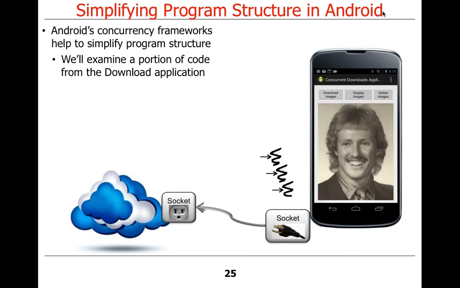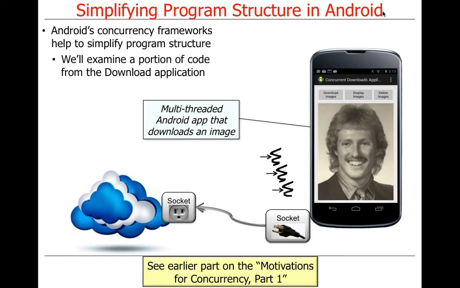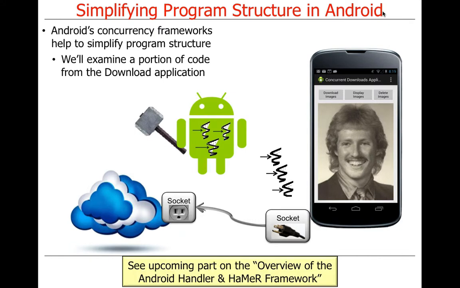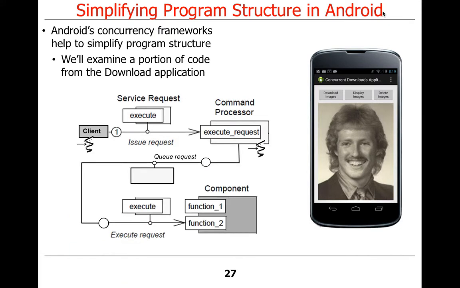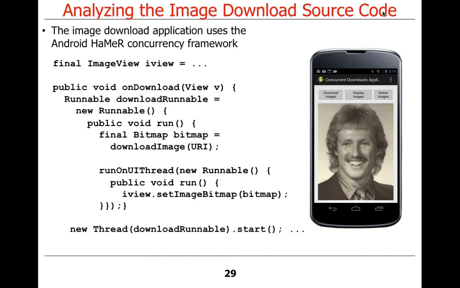All right, so let's take a look at some code to illustrate this stuff. This is our download activity code we saw before. It's going to use the Hammer framework from Android, which in turn uses the command processor pattern. We don't have to worry about the command processor pattern right now, but it's just something to keep in the back of your mind. All right, so let's take a look at the code.